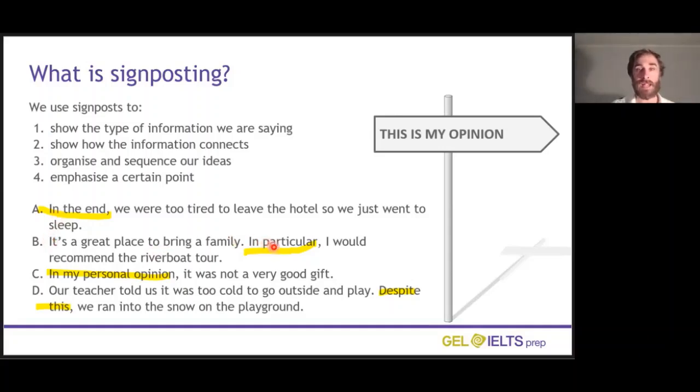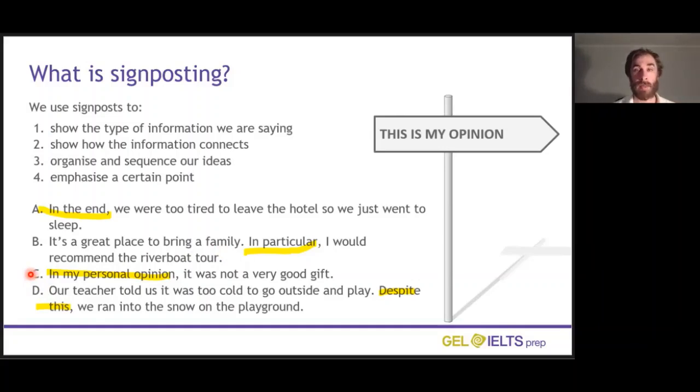B, in particular, this is function 4. It emphasizes a point. So this destination, or maybe city, is a great place to bring the family. In particular, I would recommend the riverboat tour. So I am stressing or highlighting this activity as particularly good.